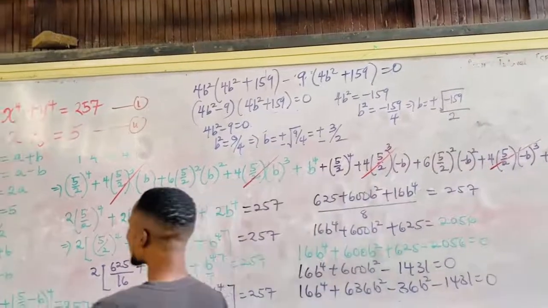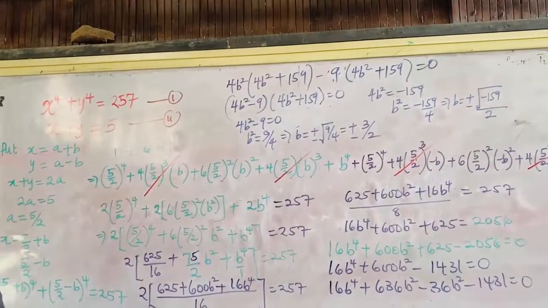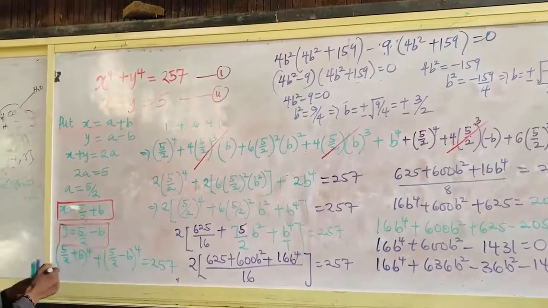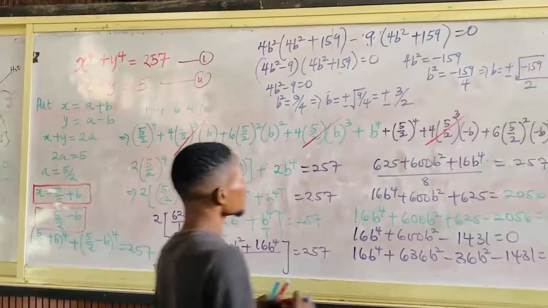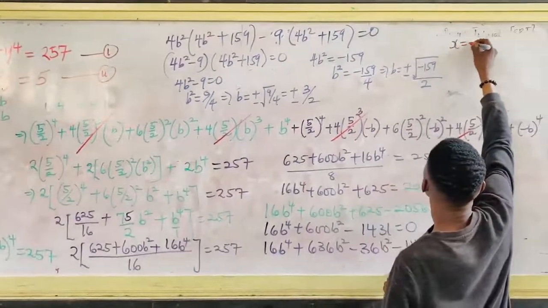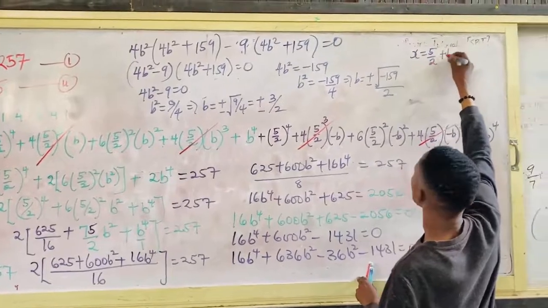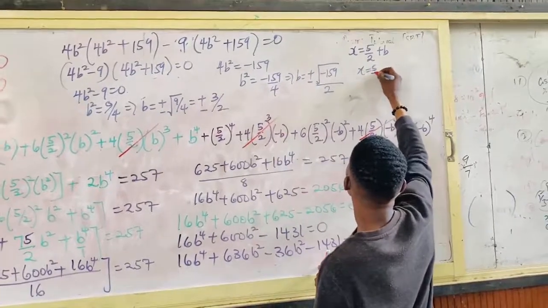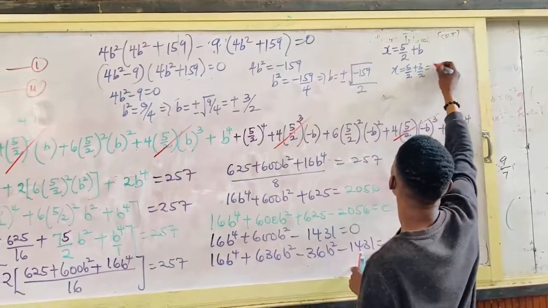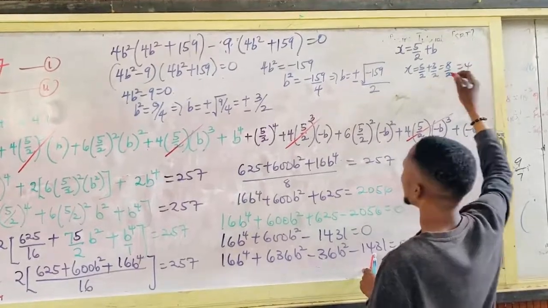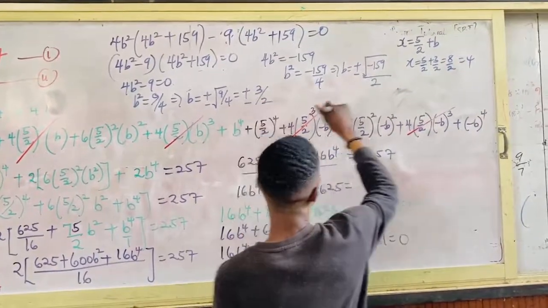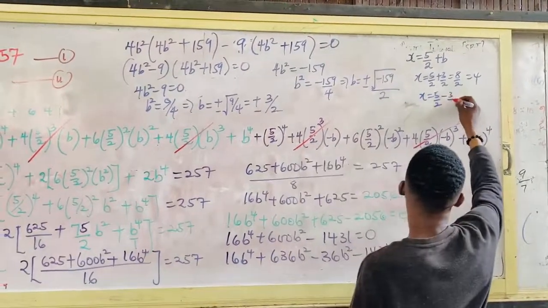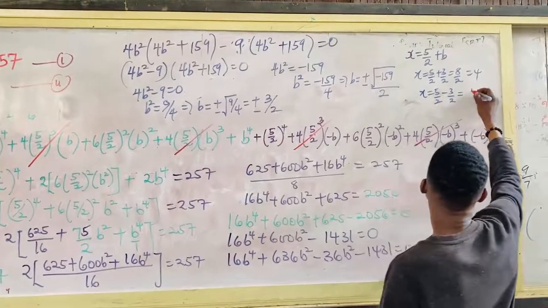And from here we have x as 5 over 2 plus b, and y as 5 over 2 minus b. So x is 5 over 2 plus b. When b is 3 over 2, that gives 5 over 2 plus 3 over 2, which is 8 over 2, which is 4. And when b is minus 3 over 2, we still have x as 5 over 2 minus 3 over 2, which is 1.